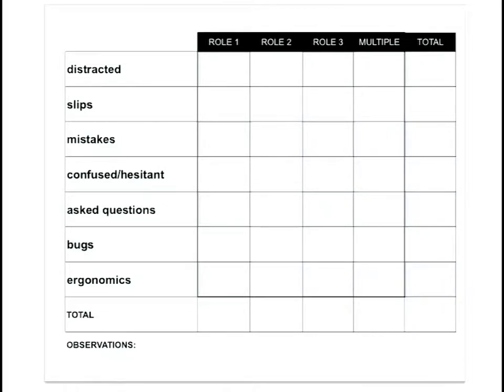Slips and mistakes come from Don Norman's cognitive science characterization in human-computer interaction of how people make errors. Either they were trying to do the right thing but kind of screwed it up, they had the right intent, or it's a mistake: they were totally out of sequence in what they were supposed to do. We find that a lot, which tells us that AI can help with automating our checklist. Confused or hesitant, that's a clue. What are they confused and hesitant about? Did they ask questions? Bugs, a big one, and ergonomics.